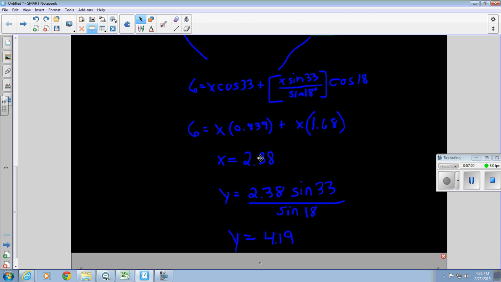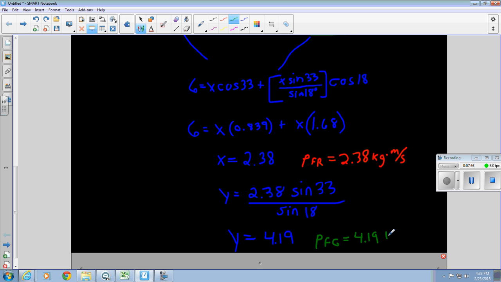So, again, our X was the momentum final of the red ball. So that's equal to 2.38 kilograms times meters per second. And the green ball final is equal to 4.19 kilograms times meters per second.